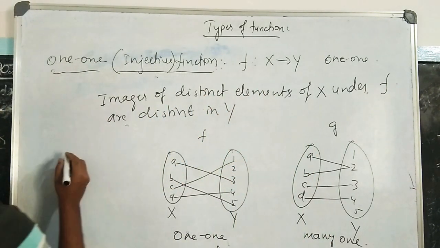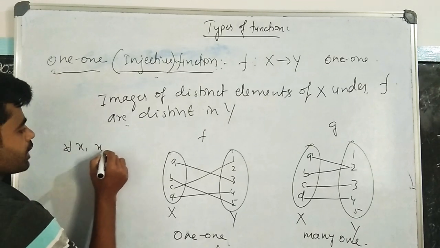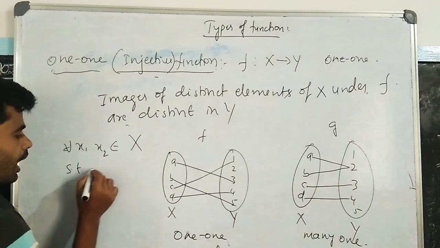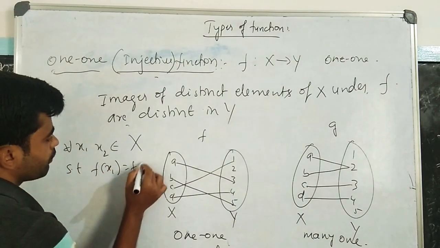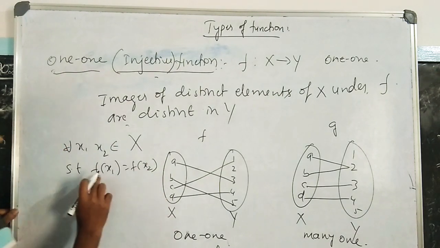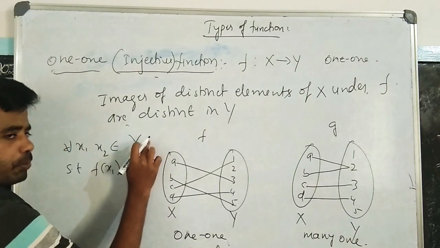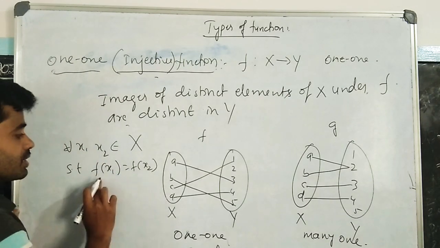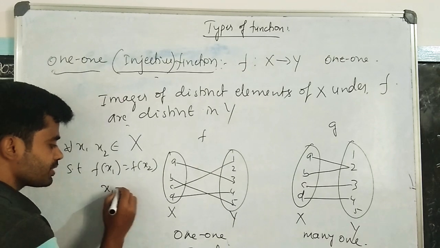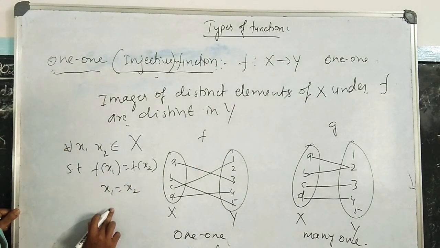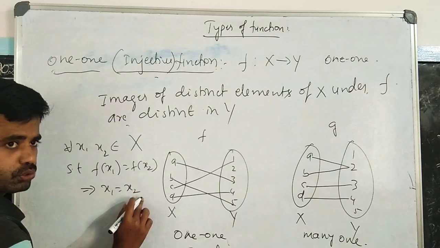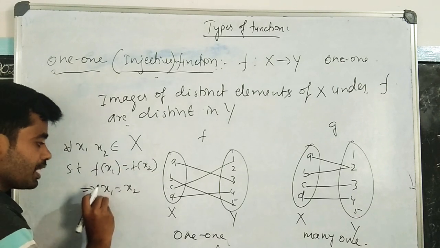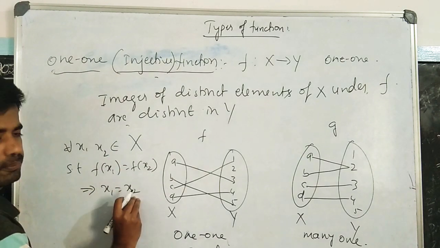What we said? For all x1, x2 in the domain such that f of x1 is equal to f of x2. What I said? Two elements I took in the domain such that their images are the same. Their images are the same means their pre-images x1 is equal to x2. It implies x1 is equal to x2. Then only it is one-one. If their images are the same, then their pre-images are also the same in the domain.